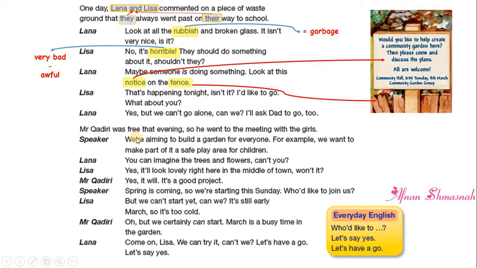Mr. Qadiri was free that evening, so he went to the meeting with the girls.